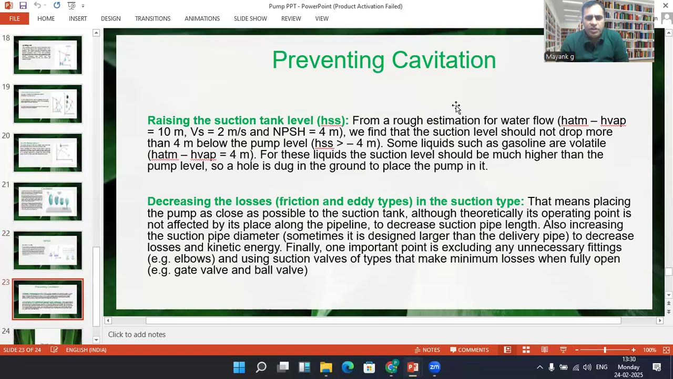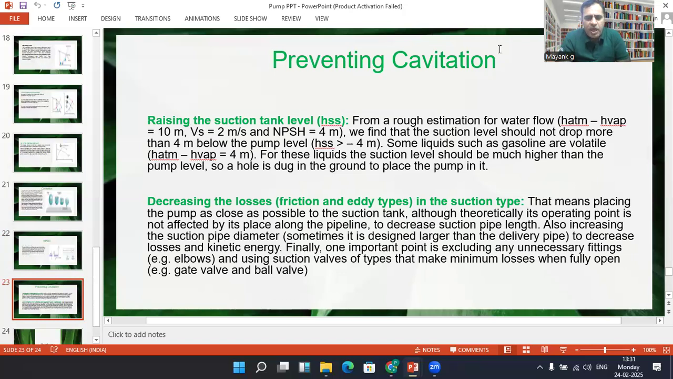Preventing cavitation: basically, you can reduce the cavitation by raising the suction head level. If you place the tank above and the pump below, then you are indirectly increasing the NPSH of the pump. Another way of improving NPSH is decreasing the losses in the suction line.